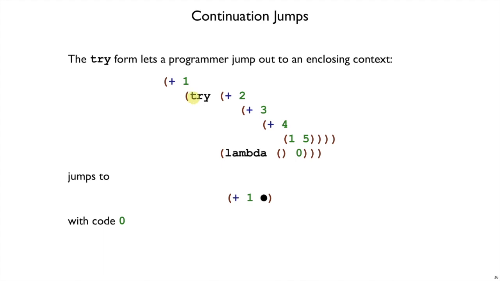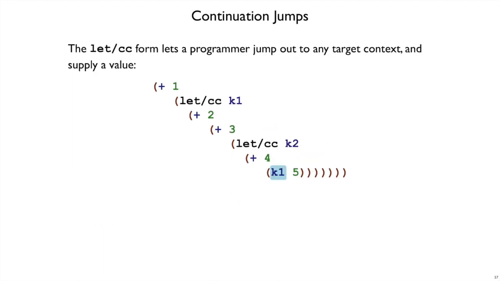In other words, the try form records this continuation, plus 1 dot, and lets us jump there by triggering an exception. The letcc form lets us do this more directly. So here I've got letcc k1. The let part of letcc is because it binds the name k1, and the cc part is the current continuation. So the continuation of this letcc form, that is plus 1 dot, gets bound to k1.